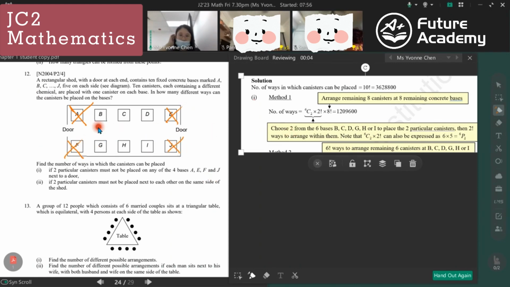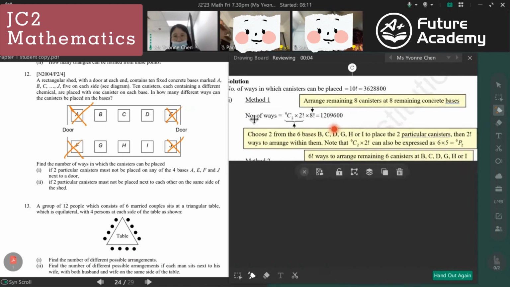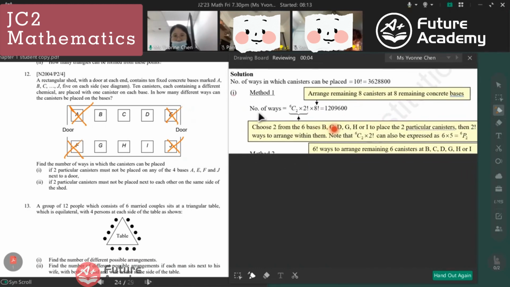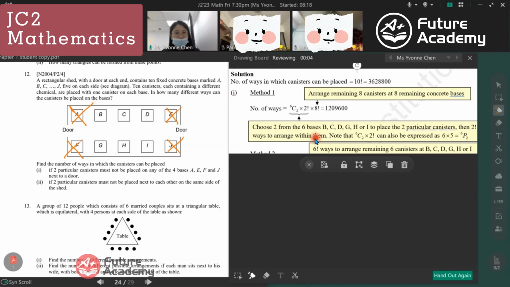For the remaining 6 places, the two canisters can choose 2 places to be placed, and then within themselves they can permutate. The remaining 8 can permutate with no restriction at all. That's the working for the first part. So we do 6 choose 2 to place the 2 particular canisters. After that, the 2 can permutate within themselves, then times 8 factorial, as the remaining 8 can permutate again. So this is the answer.